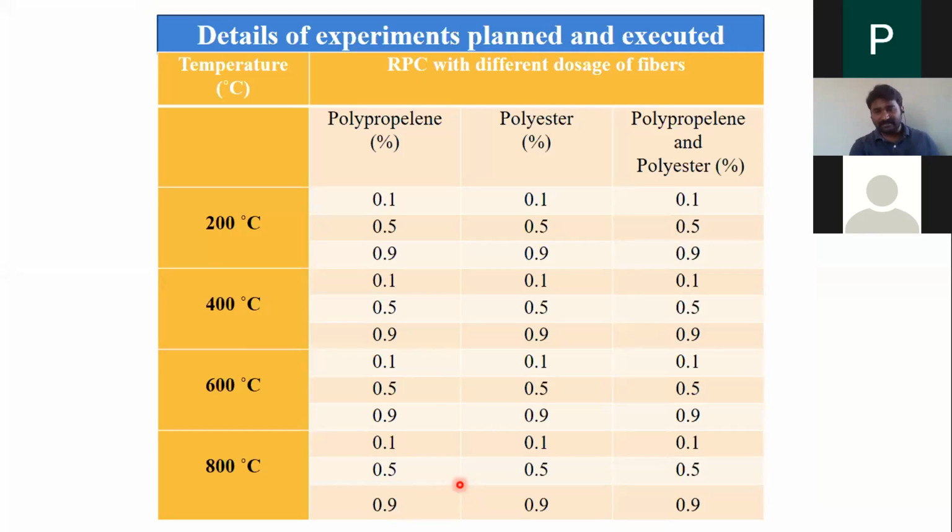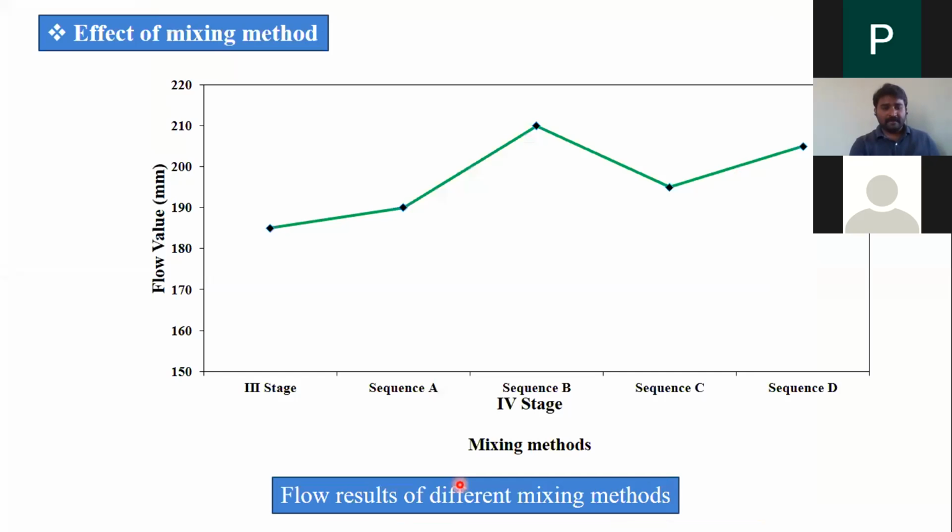This I'm not discussing in today's class. As you can see, flow value. As I told you, we have selected 4-stage mixing and 3-stage mixing. In 4-stage mixing, there is sequence A, B, C, and D. As you can see, I'm getting the high flow value. Flow value is in mm. I've used a flow table to measure the flow value. In 3-stage mixing, the flow is around 185 mm.